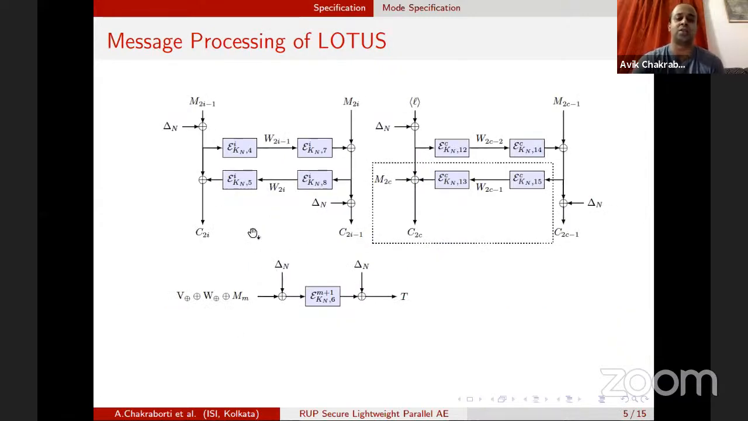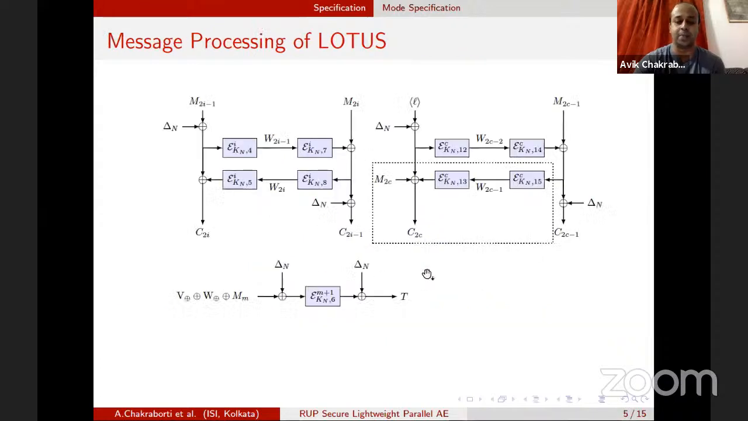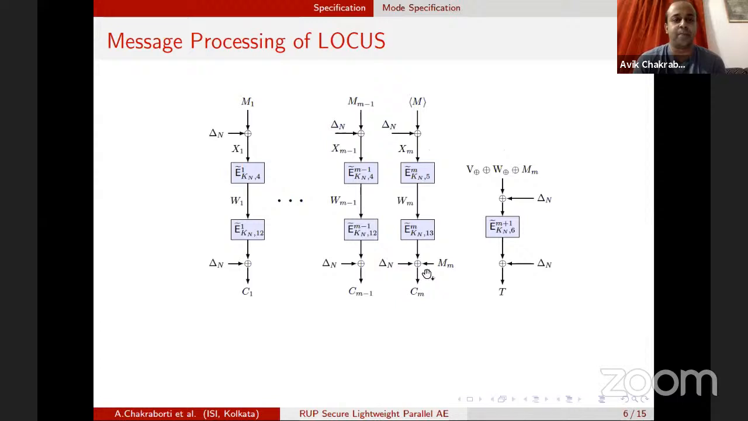This is the message processing phase of Lotus. The structure is close to OTR, and we are using some additional operation of extracting this intermediate state Ws to compute the checksum W XOR to process the last block and generate the tag. And this V XOR comes from the associated data processing phase, which is the checksum from the output of the TBCs. And this is the message processing phase of Locus, which is structurally close to OCB. Again, we are extracting the intermediate states from it and processing it with the last block and generating the tag in the same way as Lotus.